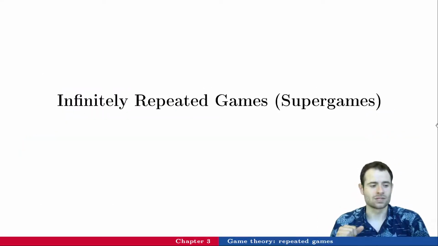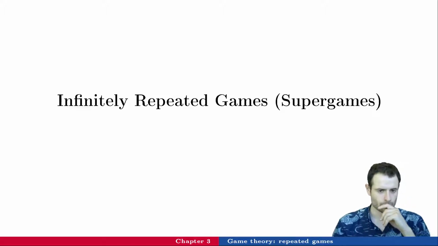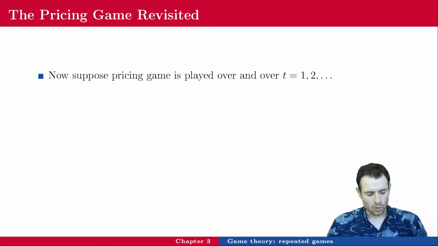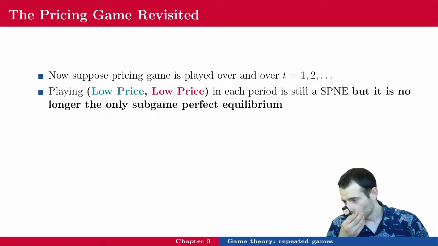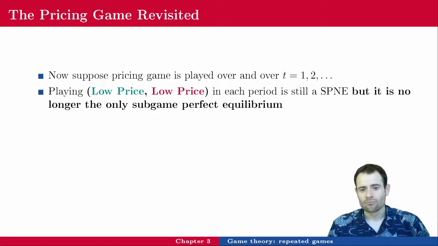So, supergames. Suppose the same game as before is played over and over for as long as the world exists. So, if players play low price in each period, we still have a subgame perfect Nash equilibrium, same as before, no problem with that, but it's not the only one anymore. We might find something actually more interesting.